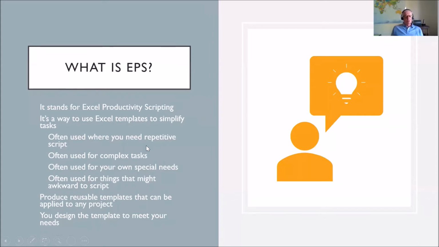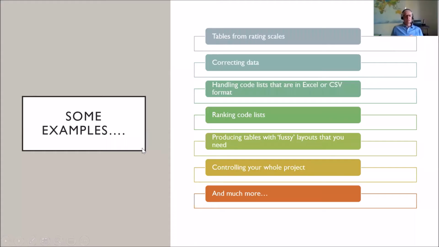So it's all about producing reusable templates that really do meet your needs. And we looked at some examples last time. I gave some examples here, like tables from rating scales, where you might want all sorts of different tables. You might want to choose particular tables for a particular run, correcting data, handling code lists that are in Excel or CSV, ranking, producing tables with fussy layouts where you perhaps want options that might be using a large combination of different options in MRDCL, perhaps controlling the runs in a project.